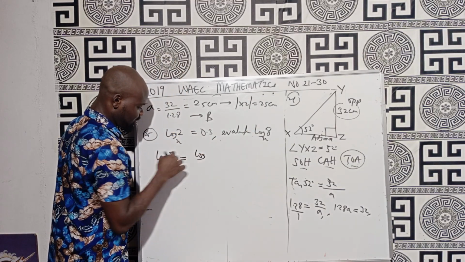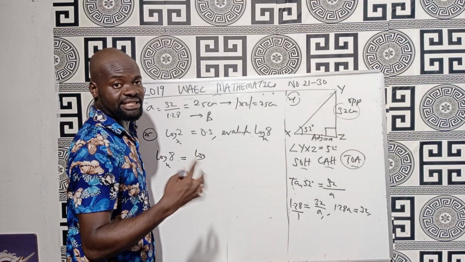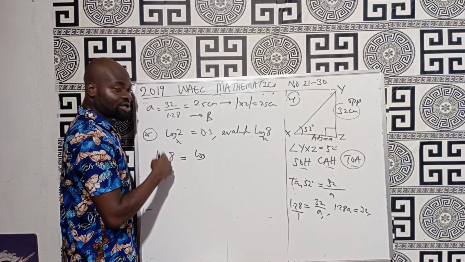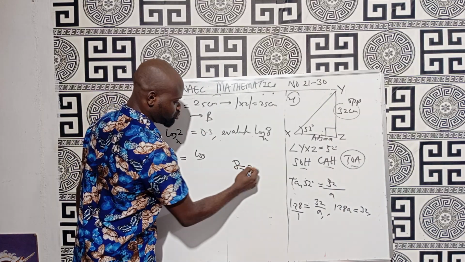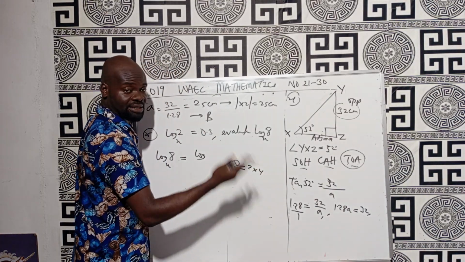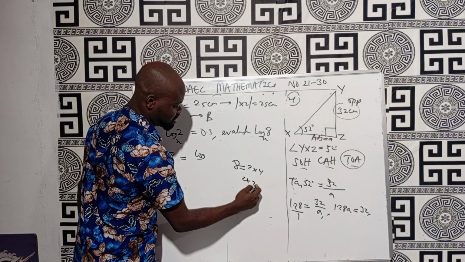Log 8 base x means log of this 8. Think of a way of making it indices. 8 means 2 raised to power 3. You make it something raised to power something. You know your 8 is 2 times 4. If you break it down furthermore, you have 2 times 2 times 2.